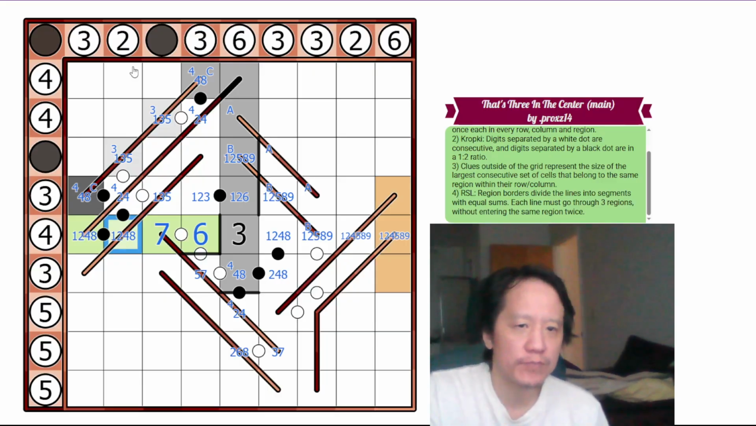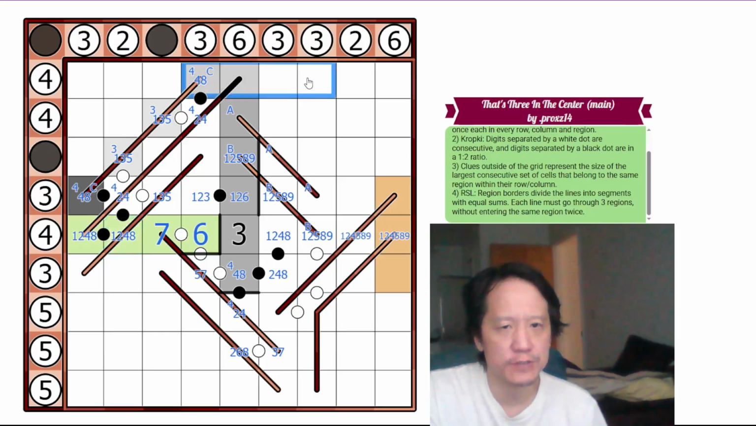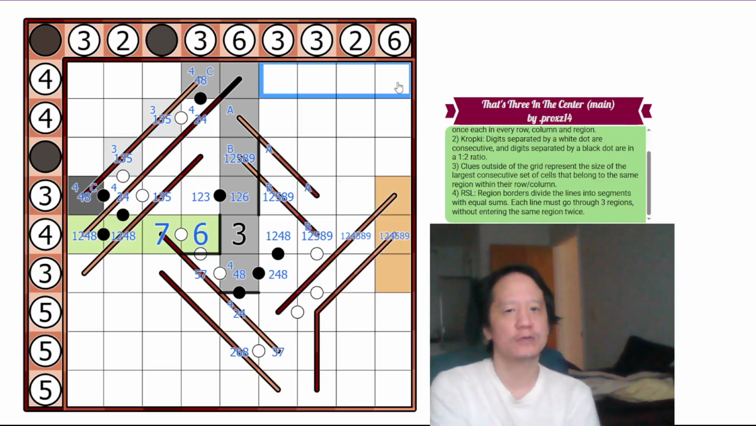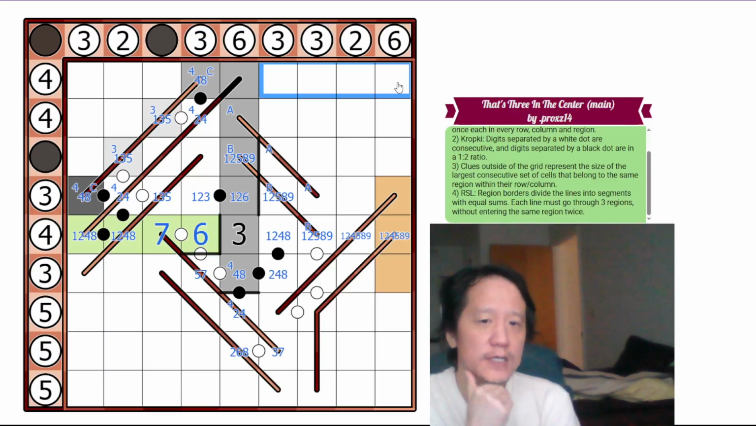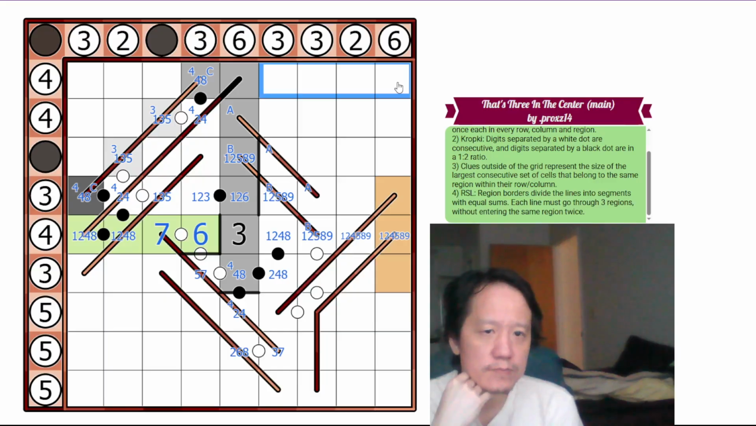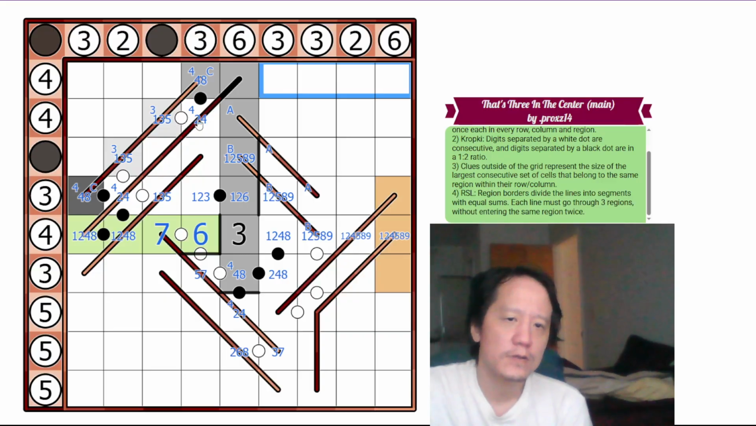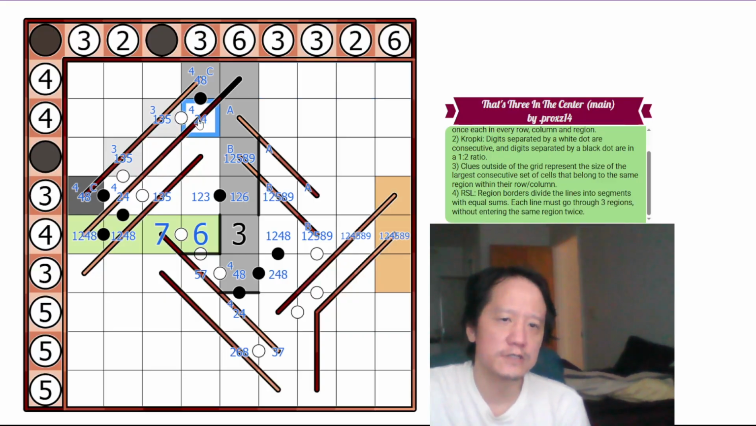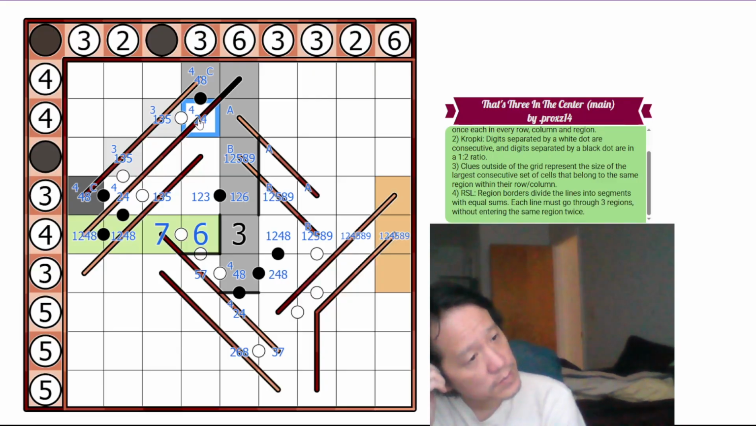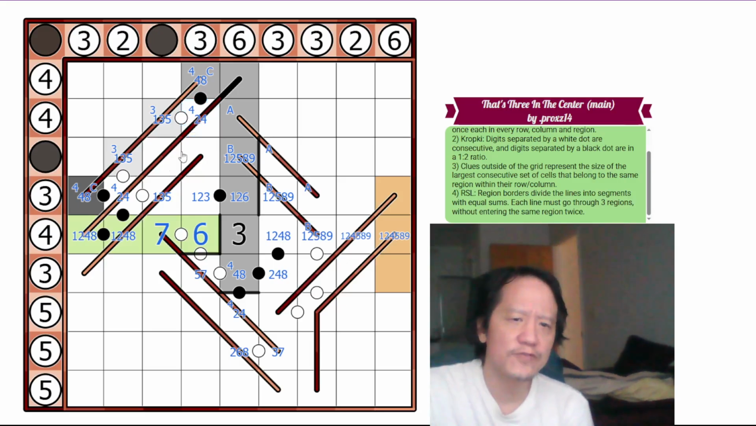So either this gray is part of a 4-cell region, or the 4-cell region is here. That's possible, though. This cannot be a separate region on its own. These have to be the exact same digit. If this is 8 and this is 8, this is 4 and 4. If this is 4 and 4, this is 2 and 2. So these cannot be in the same region.